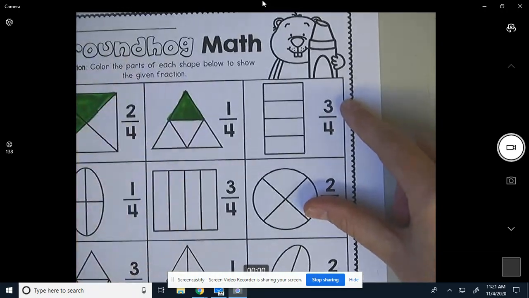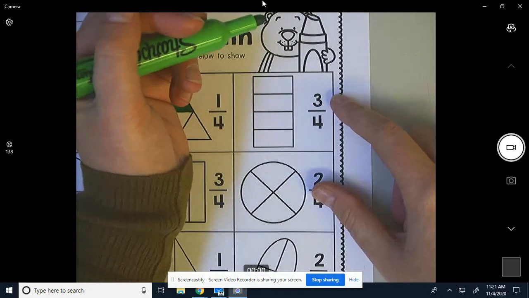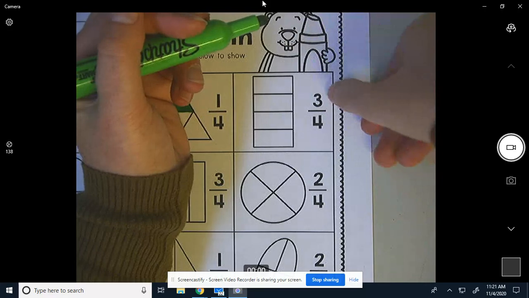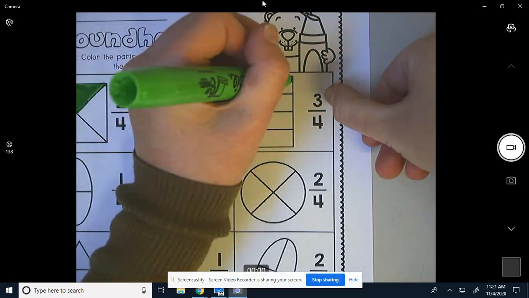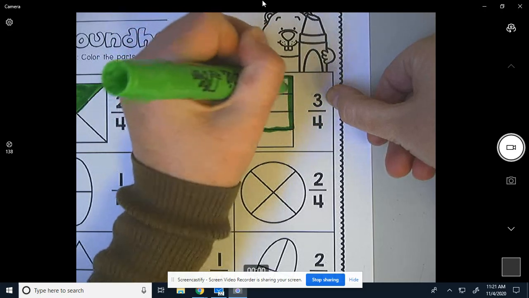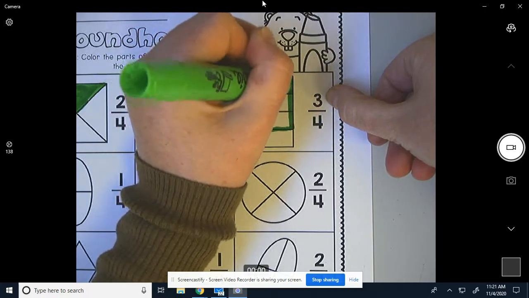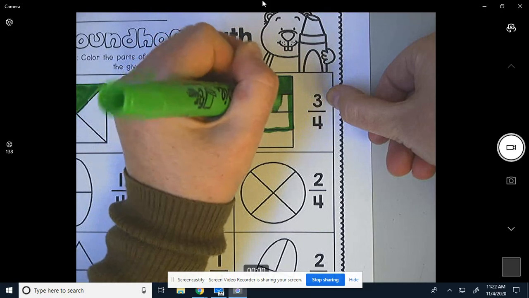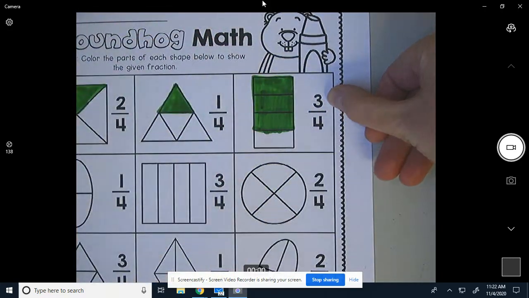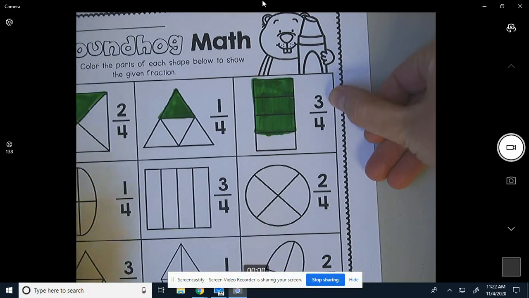Okay, how many need to be colored on this one? Say it out loud if you know it. How many need to be colored? 3, because the number on top is the ones that are colored in. 1, 2, 3. Okay, 3/4.